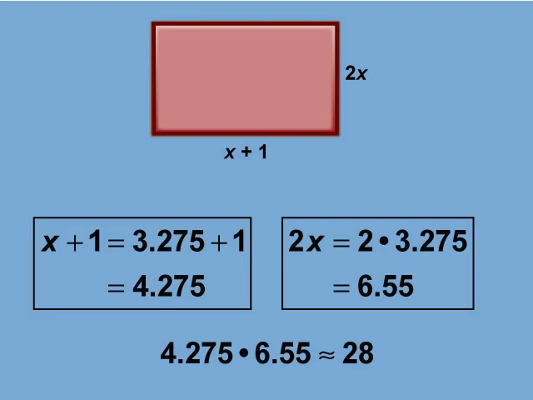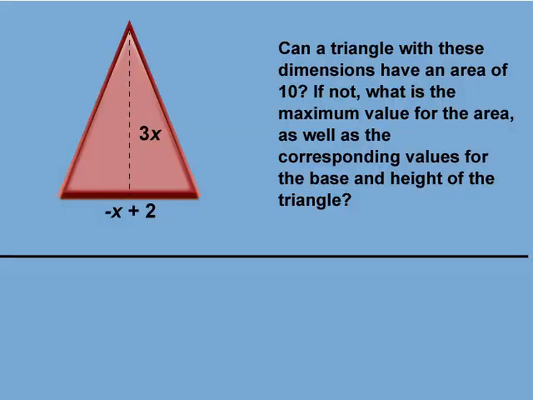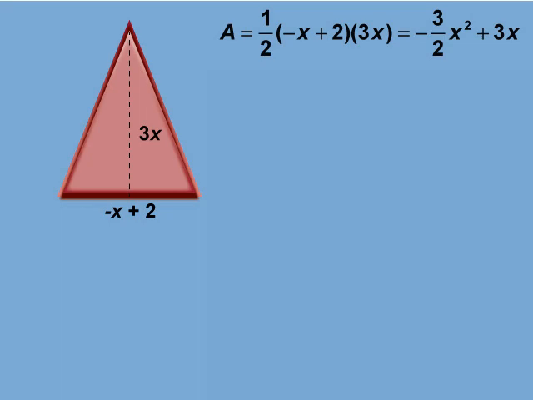Let's look at a final example. Can a triangle with these dimensions have an area of 10? If not, what is the maximum value for the area, as well as the corresponding values for the base and height of the triangle? We know the area of a triangle is 1/2 the base times the height. Substituting the base and height expressions, we get this equation for the area. We need to determine if this equation can equal 10. So we end up with this quadratic equation.